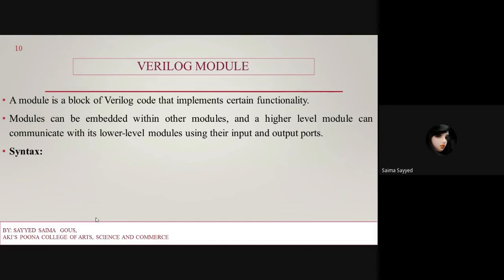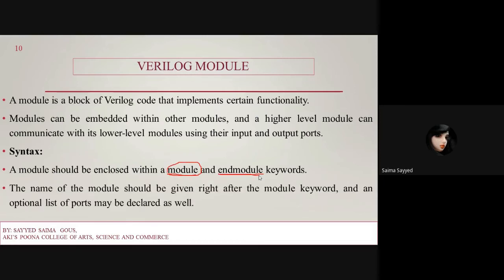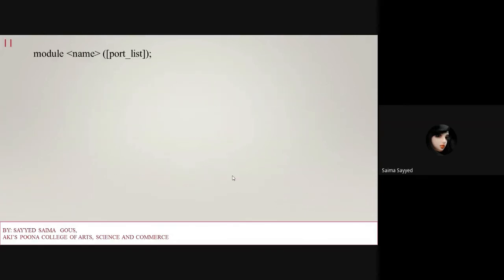Syntax: how to define modules. A module should be enclosed within the module and endmodule keywords. So there are two keywords, module and endmodule. Every module should start with module and end with endmodule. The name of the module should be given right after the module keyword. Now, after the module keyword, you have to write a name, and ports may be declared as well. So this is the module name, then the port list.